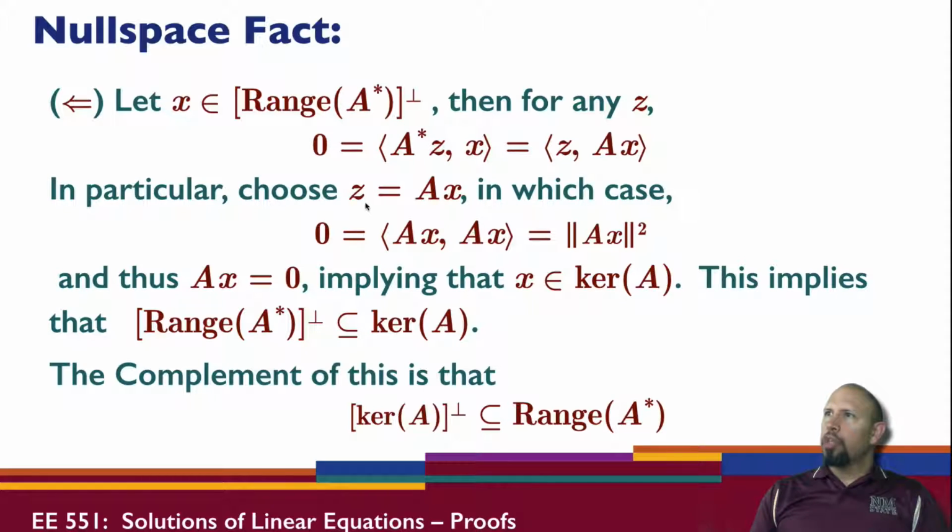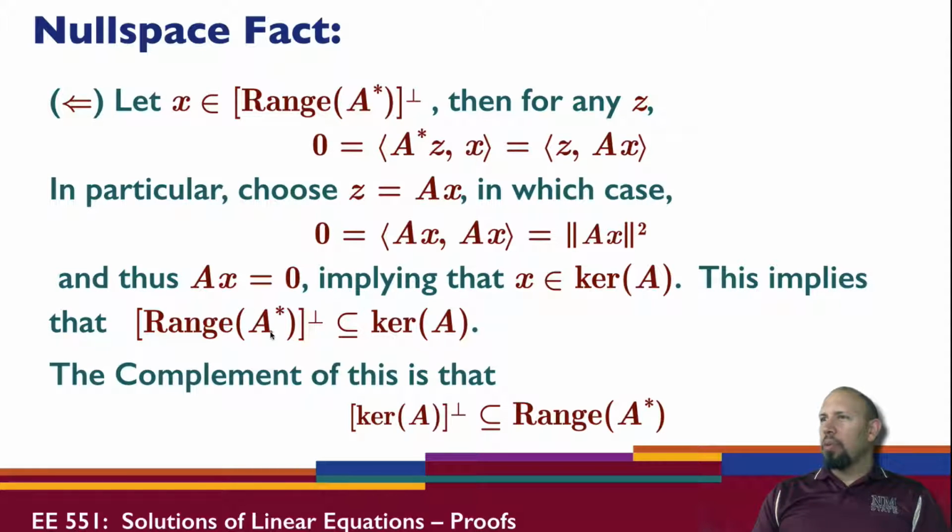So in particular, we're going to choose a particular z. Here we started with any z. I'm going to choose z equal to Ax, which says the inner product of Ax with itself is equal to 0. But the inner product of Ax with itself is the norm of Ax squared. The only way the norm of a vector can be 0 is if the vector itself is 0. That means Ax must be 0. This implies that x must be in the kernel of A. So what we've said is x is in this subspace, and that implies that x is in the kernel of A, which means this subspace is contained in this subspace.